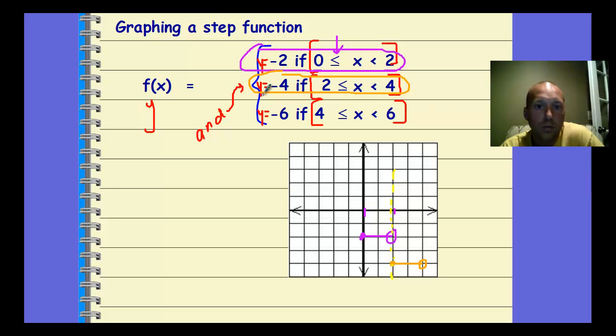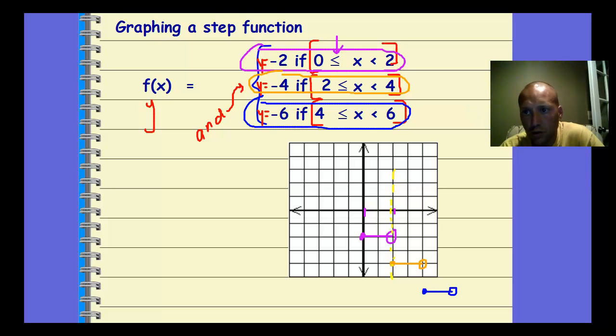Then the last one here we'll do in blue. Y is -6 between 4 and 6. So -6 would actually be down here, between 4, 5, 6 around there, filled in, and then open. So this would be a step function graphed here.